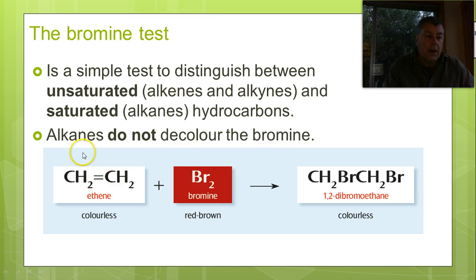Okay, and so this is an alkene, because it's got a double bond. Most hydrocarbons are colourless. You add it to the red-brown, so you're adding colourless to red-brown, so you expect to have red-brown. But when it's an unsaturated hydrocarbon, it results in a colourless, so we lose the colour. There's a decolouring, or it goes colourless.